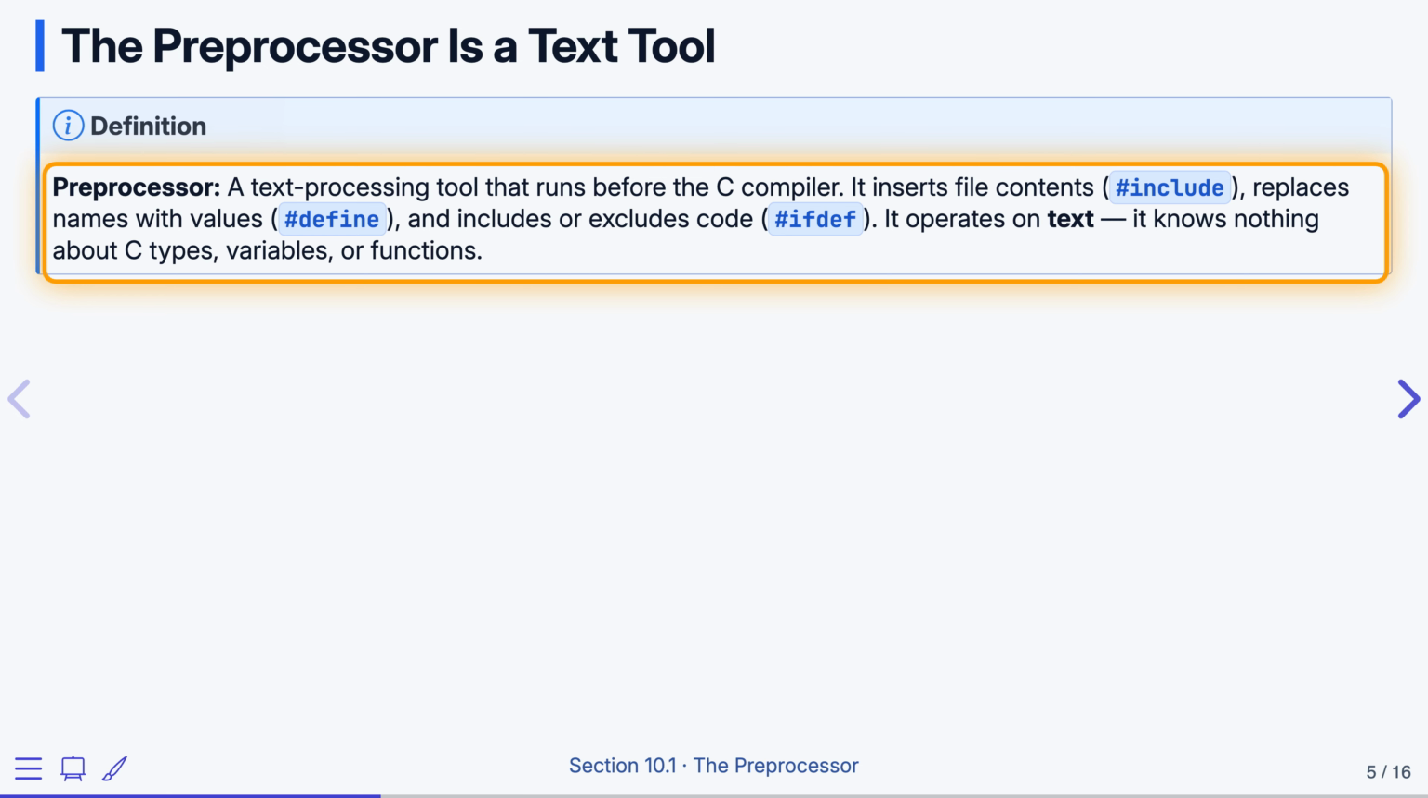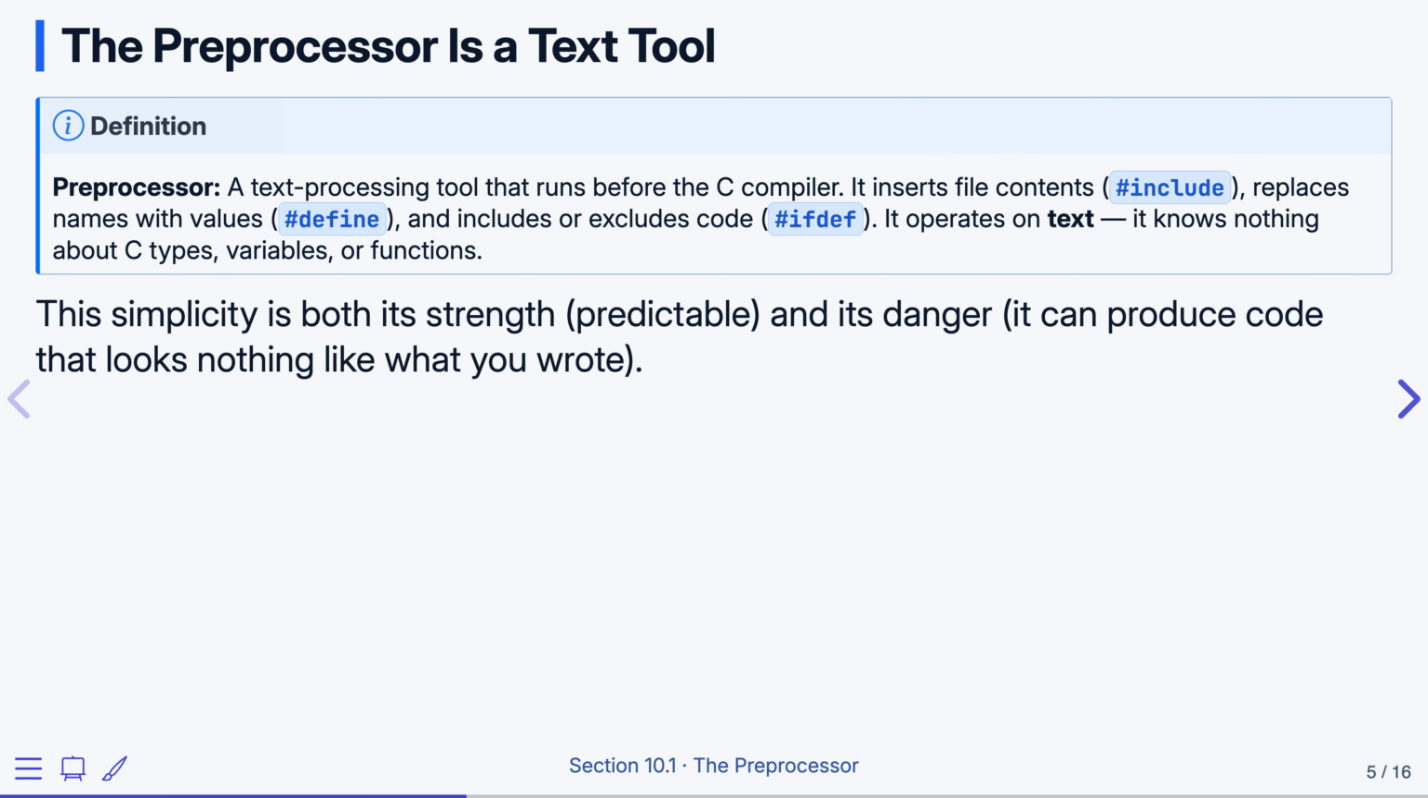Now, the definition. The preprocessor is a text processing tool that runs before the C compiler. It does three main jobs. It inserts file contents with #include. It replaces names with values using #define. And it includes or excludes blocks of code with #ifdef.